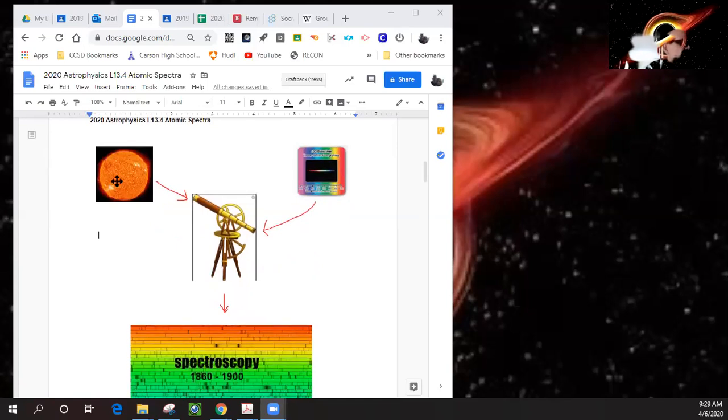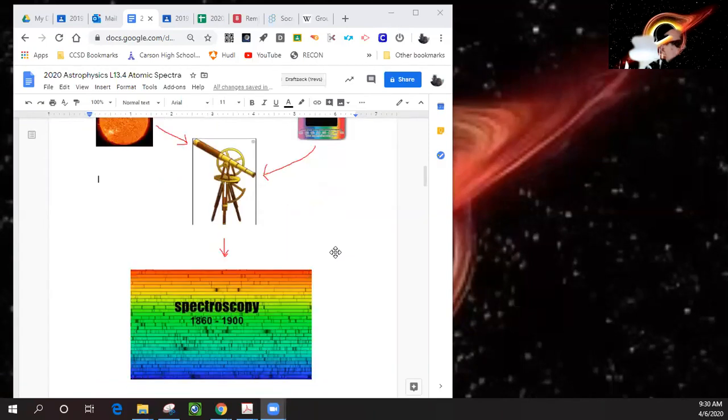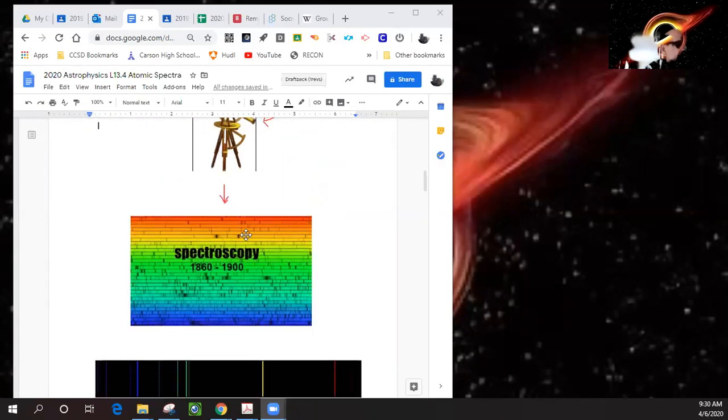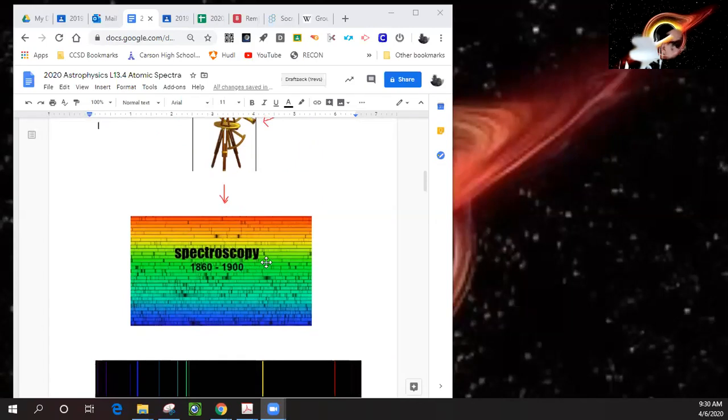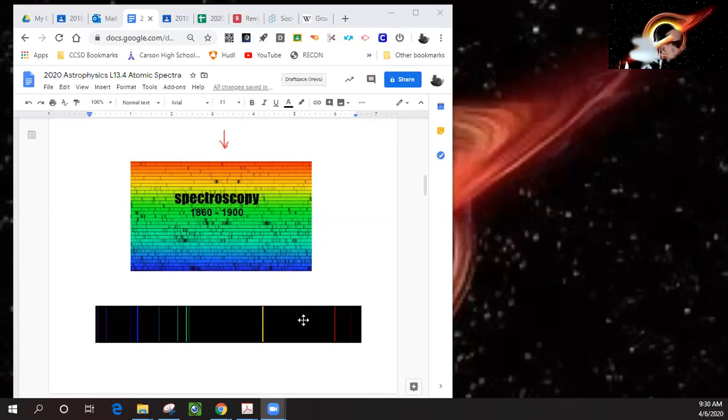So here we have a picture of the sun, a telescope, and this diffraction grating. The telescope is pointed at the sun, and we take this spectroscope diffraction grating and put it right here, and lo and behold, this is what we see. This bunch of lines is from looking at the sun. This is called spectroscopy. Spectral lines, and this is the sun. From this, they were able to determine this sequence, and they didn't quite know what to make of it.